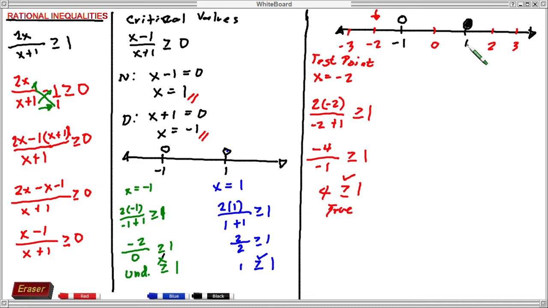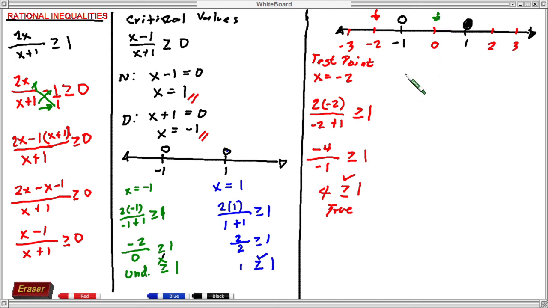Now, we want to get the values between 1 and 0. Between 1 and negative 1. We want to get the values nasa gitna ng positive 1 and negative 1. Which is, pwede natin kunin ang 0. Okay? 0 ang pwede natin kunin. Pwede din kumuha tayo dito sa part na to, negative 0.5, no? Or positive 0.5, but mas madaling kunin ang 0.